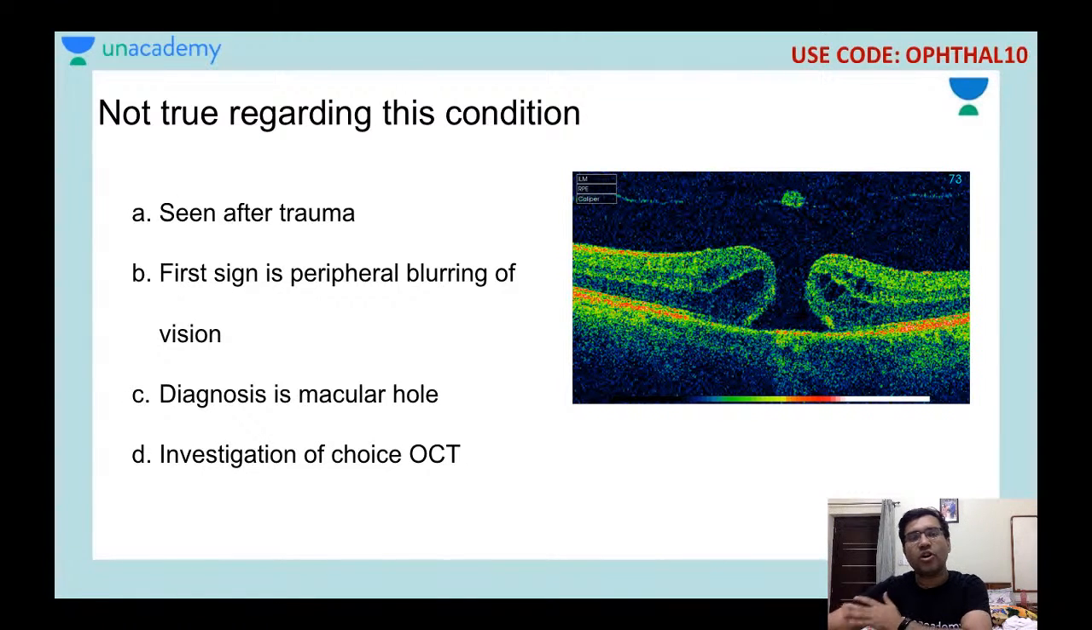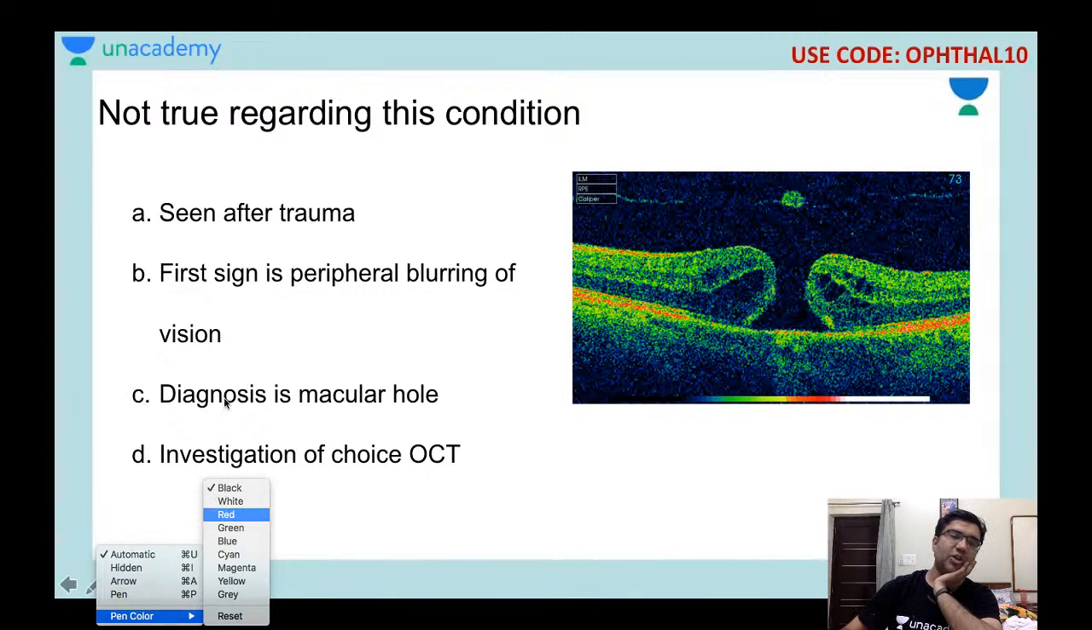Your options are not true regarding this condition. I told you when I started the session what the diagnosis of this patient is. So can you tell me the diagnosis of the patient and the answer to this question? You can see that the central layers are absent here. So this patient is basically having a macular hole. Seen after trauma, it is absolutely correct. Then first sign is peripheral blurring of vision. Diagnosis is macular hole. Investigation of choice is OCT. So all of them are absolutely correct except option B.